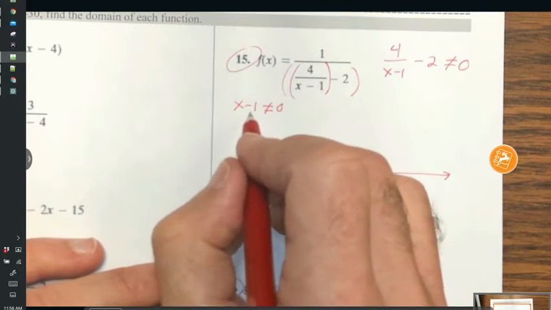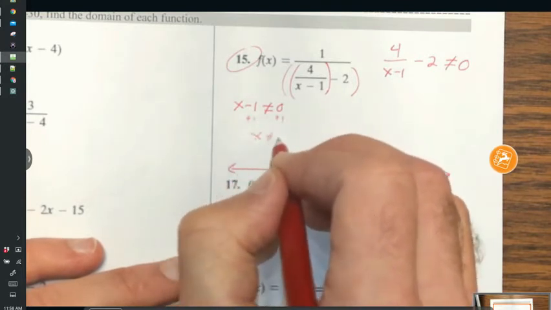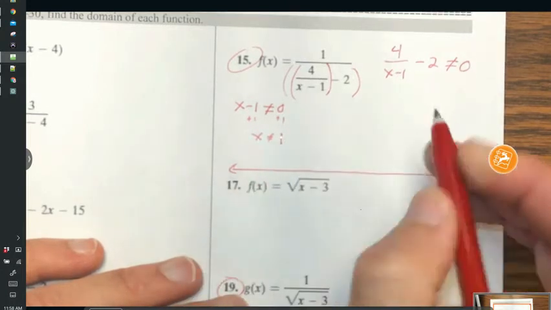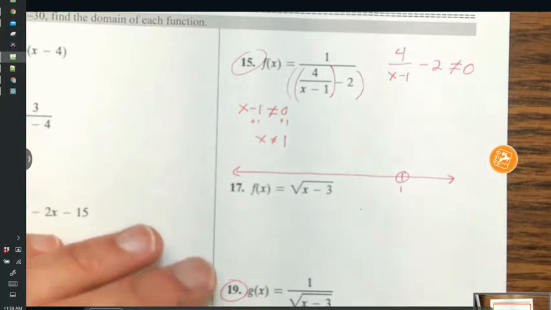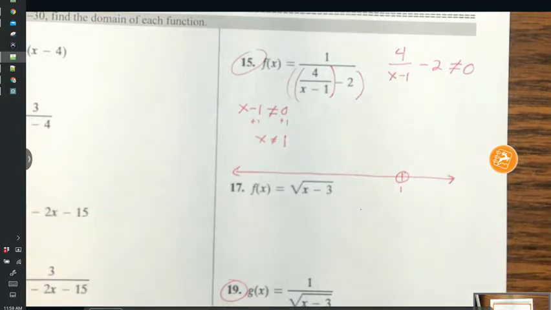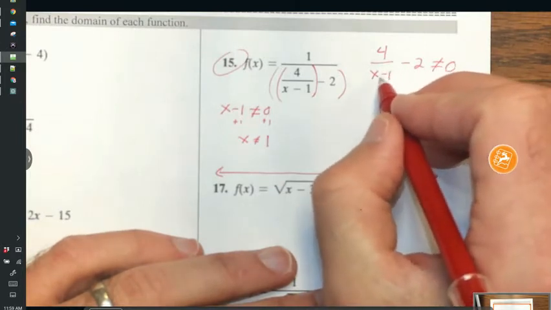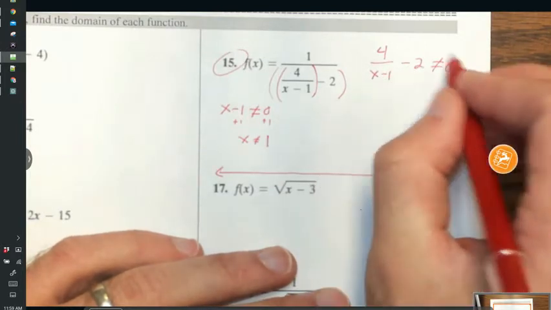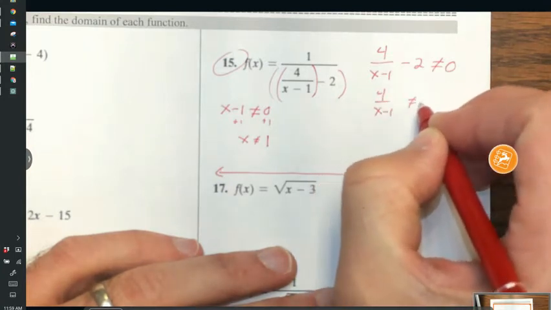So this one's easier. How do I get this x isolated? Add 1. So x cannot be 1. So I go on marker 1. 1, you're out. We're going to kick you out. 1 is not in the domain. Everything else is still fine, but 1, we're kicking you out. Okay, next one. I want to get that x isolated. Easy stuff first. Kick the 2 over to the other side. So 4 over x minus 1 cannot be equal to 2.